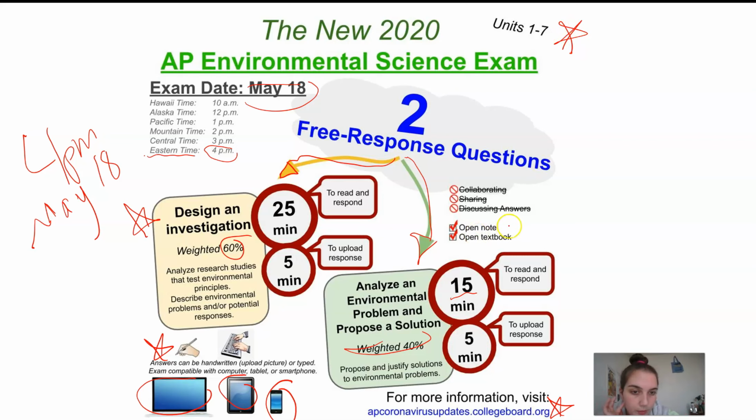Oh, and one more thing that is important, it's open note and open textbook. Since we don't really have a textbook in this class, remember you have all my videos, and you have hopefully saved all the notes that you've taken on those videos. So that's going to be a huge resource for you if you have kept those notes.